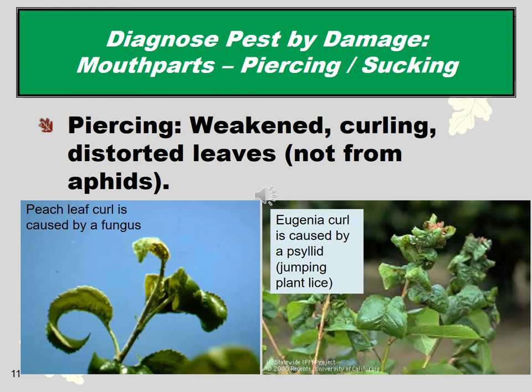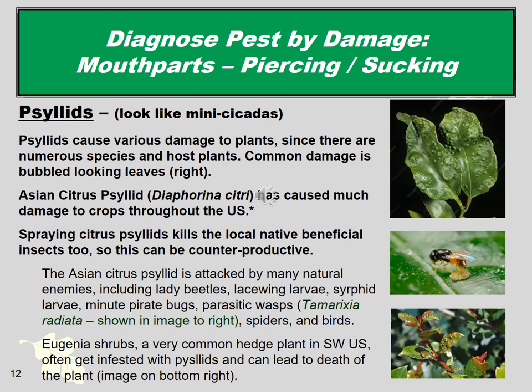That same curled, distorted leaf can be caused by other things too. Peach leaf curl, seen in the younger leaves, can be caused by a fungus, and Eugenia curl is caused by a psyllid, a jumping type of plant lice. So it's not all from aphids, but they're similar in how those plant pests affect the leaves and their shape. The psyllids are also piercing insect plant pests.